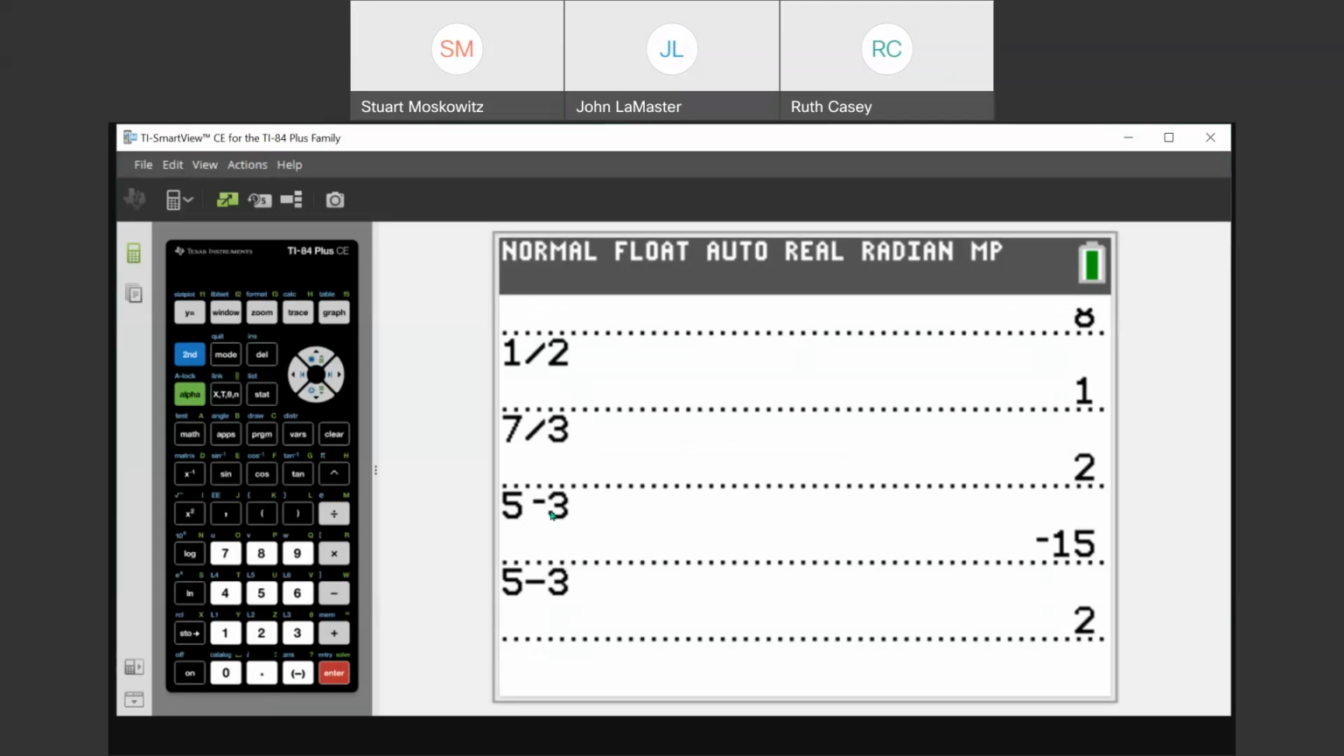Now, a really interesting bit of information here is that on my older calculators, even the first 84 Plus CE that I had, 5 times negative 3 would give me an error. Now it is able to do the computation. On your 84 Plus, the black and whites, those will give you an error if you try to use the negation key instead of subtraction. So be very, very careful.